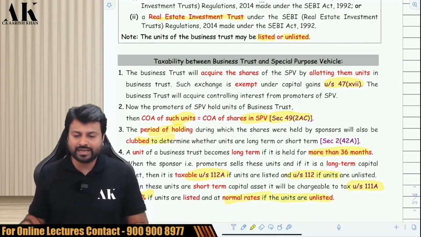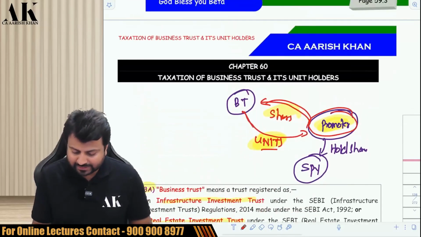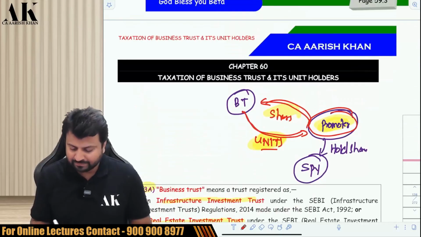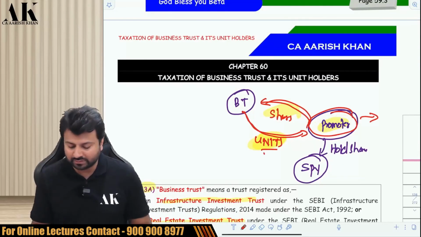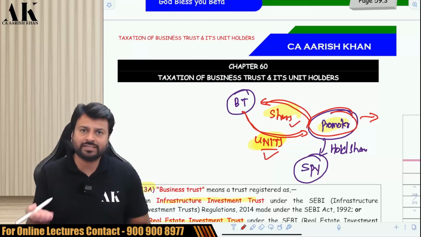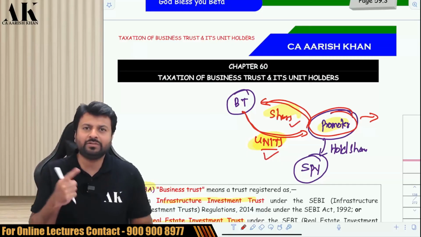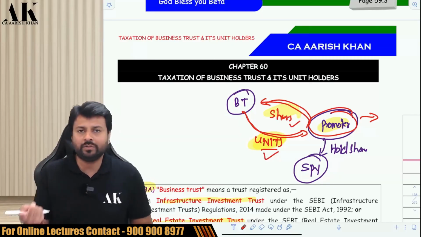Okay, so the taxability number 1, which I have explained very clearly: the promoter will give the shares, take the units, exempt, no tax. Later on when the promoter sells the units, it is subject to tax. The cost of the units will be the same as the cost of the shares, and the period of holding is clubbed. The units become long term after 36 months. If it is long term, it can be taxed under 112A or 112. If it is short term, it will be taxed under 111A, or it will be taxed at normal rates.